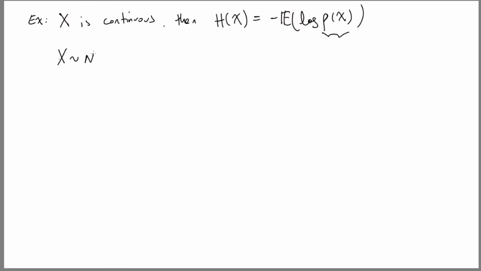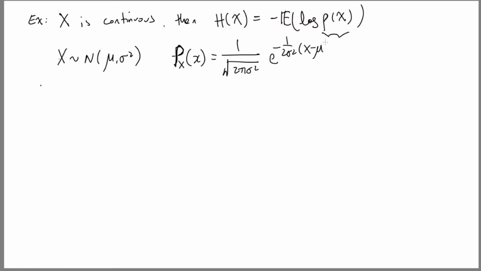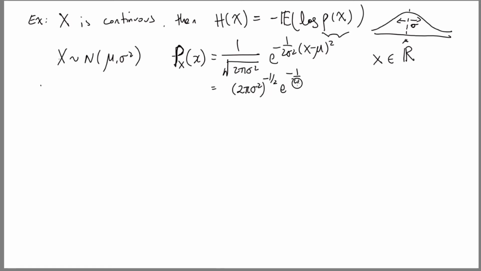But let's look at a specific example where we have a normal random variable with mean mu and variance sigma squared. Just to remind you, let me use p to denote the density. This is 1 over root 2 pi sigma squared. This is the density function for a normal random variable, and x can be any real number. So this is a distribution on the real line, centered at mu, and the width is determined by the standard deviation sigma. Just to make life a little easier, I'm going to write this as (2 pi sigma squared) to the negative 1/2, times e to the negative 1 over 2 sigma squared, times (x minus mu) squared.